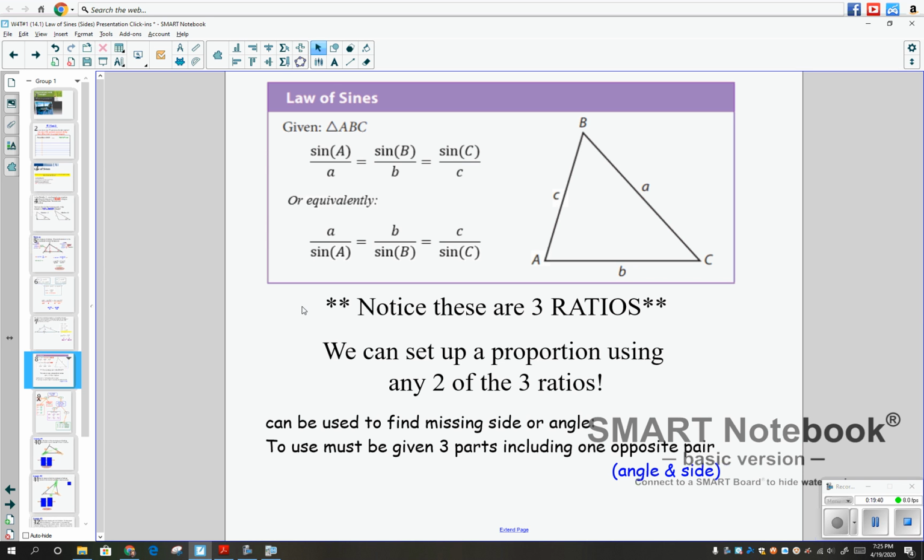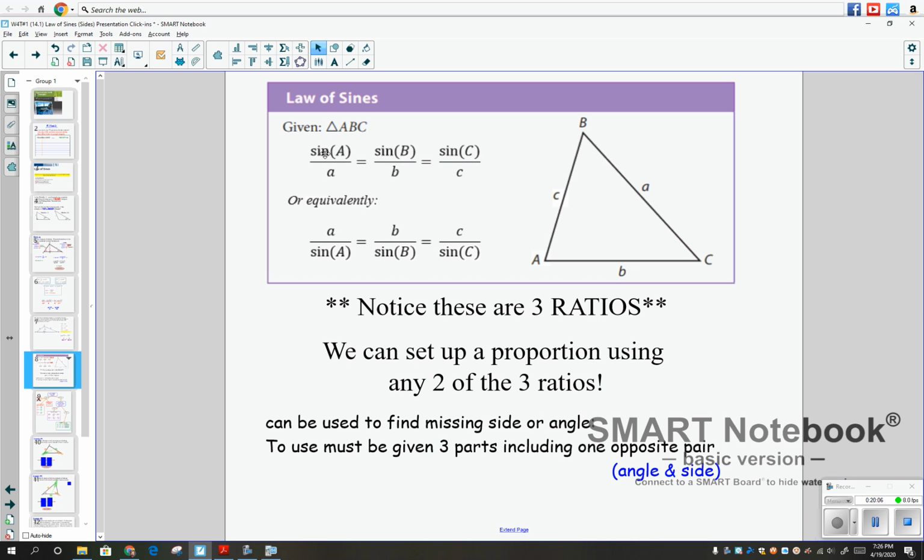Now, in order to do this, one of the keys that we need to have is what's called an opposite pair. In order to use the law of sines, I need an opposite angle and an opposite side that I can use to measure for. So remember back to when we talked about ratios, we can flip and take the reciprocals when solving proportions, as long as we do it to every single term. So that's why there are two different ratios.